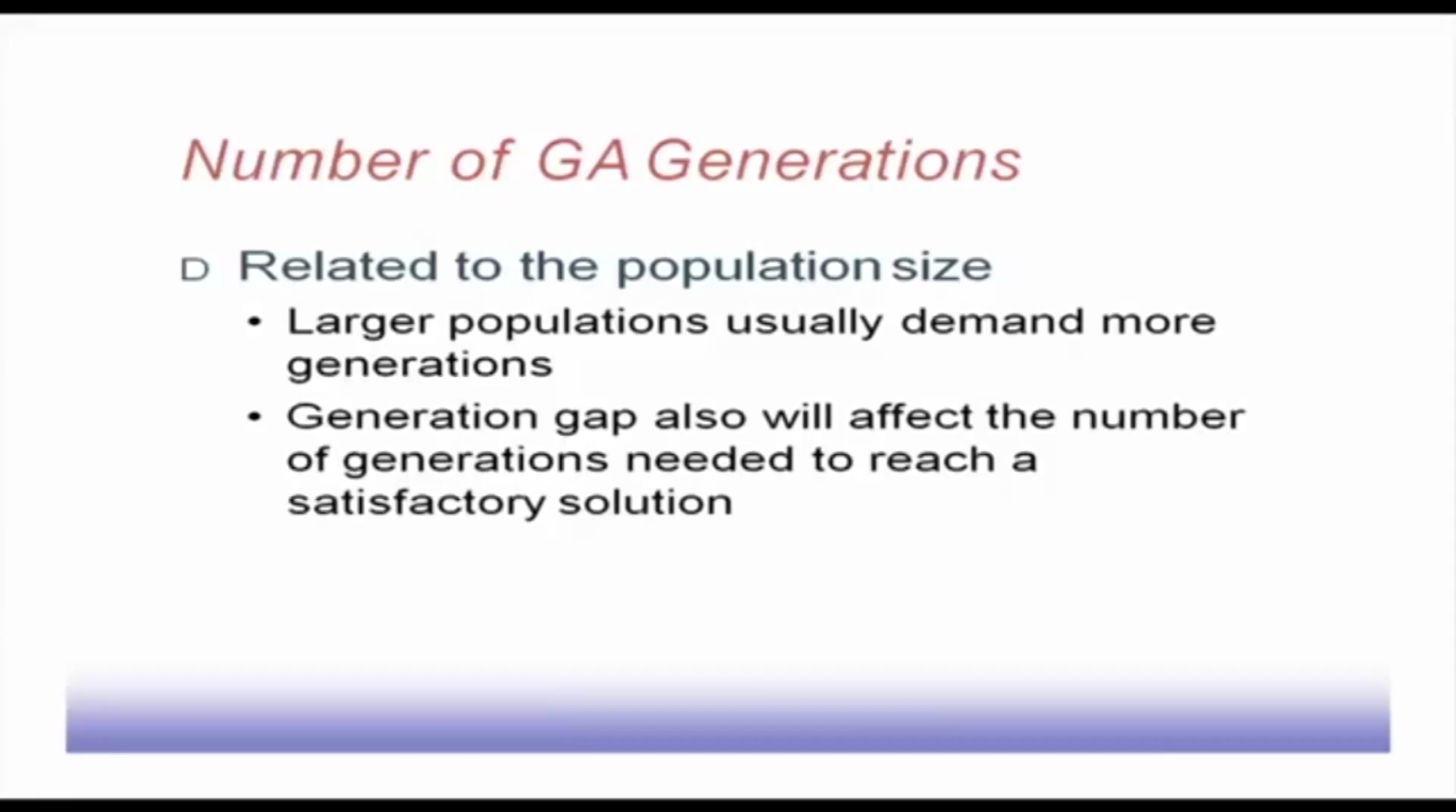And when do we terminate? One termination is of course the maximum number of generations that we allow the GA to run. Another termination is that if the best solution does not improve over the last few generations, then we can say that possibly we have reached a good solution, and we stop at that point. So that can be done.